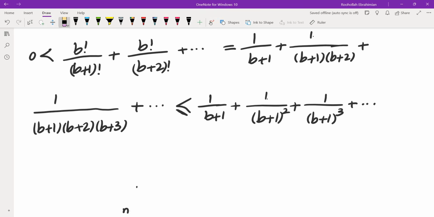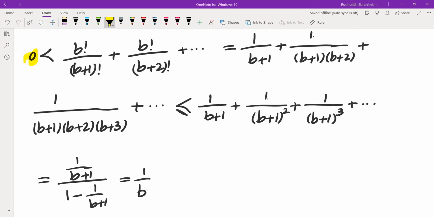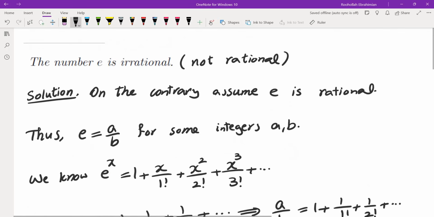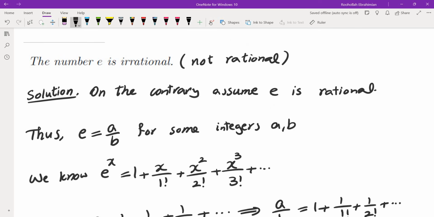And if you evaluate this geometric sum, it is the first term divided by 1 minus the common ratio, and that is 1 over b. So this number that is an integer is more than 0 and less than or equal to 1 over b. In order to say this is less than 1, we would have to make sure that b is more than 1. And that's not difficult to do, because since e is a rational number, we could assume that both numerator and denominator are more than 1. If they aren't, we just double them and the same thing would work.